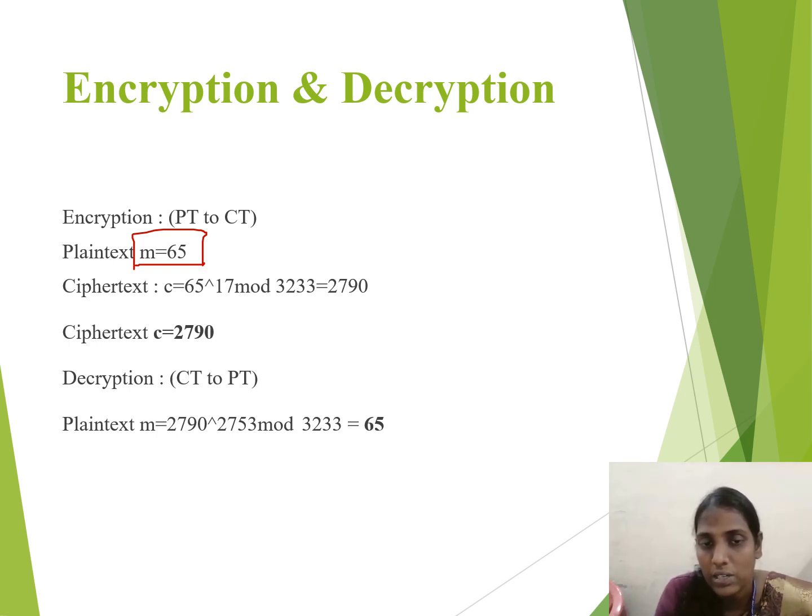While applying this in a calculator, you will find the value 2790. This is the ciphertext value. With the help of the ciphertext value, we are going to find the plain text value using the decryption formula. Decryption is converting the ciphertext to the plain text. So now we convert m equals 2790 to the power 2753 mod 3233. Applying this in the calculator, you will find the value 65, which is equal to the original value.